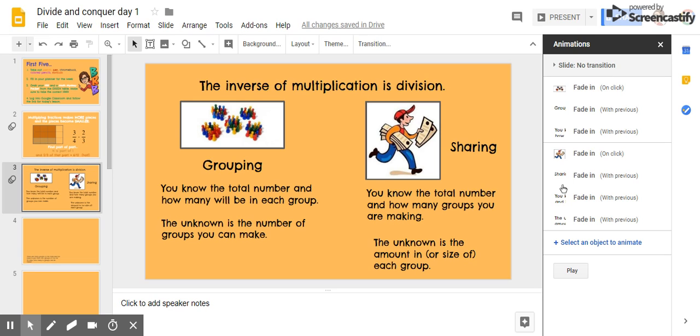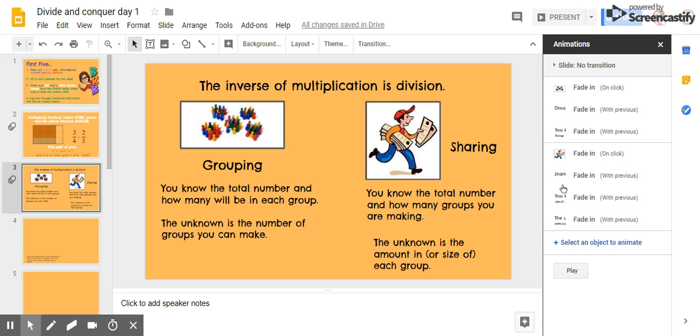Obviously, the inverse of multiplication is division, just like in whole numbers. When we do 3 times 4, the result is 12. And if we want to find one of the factors, 12 divided by 3 is 4, or 12 divided by 4 is 3. The same thing works for fractions.